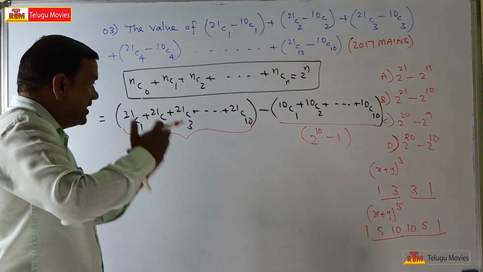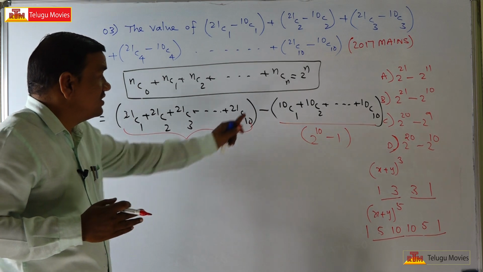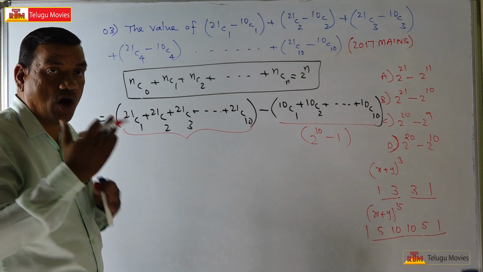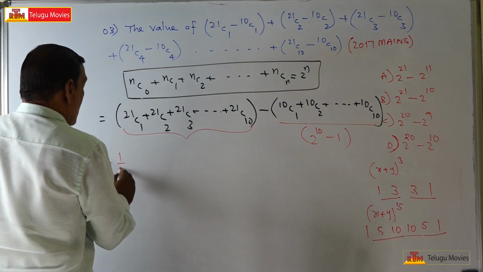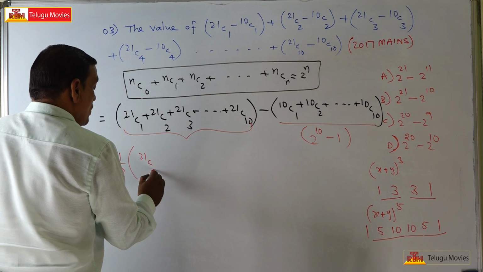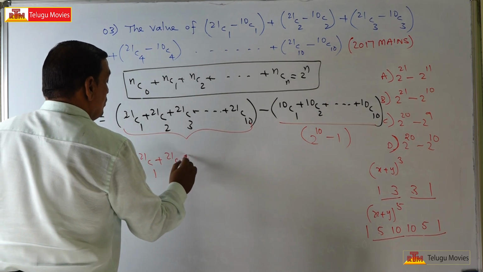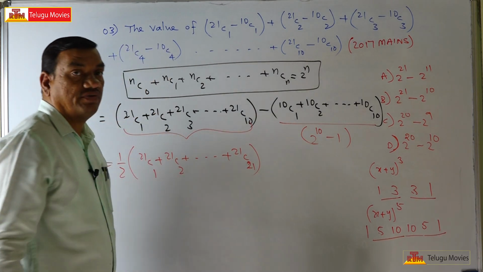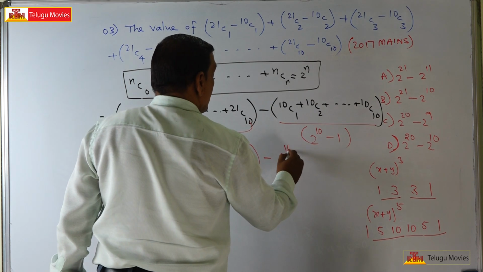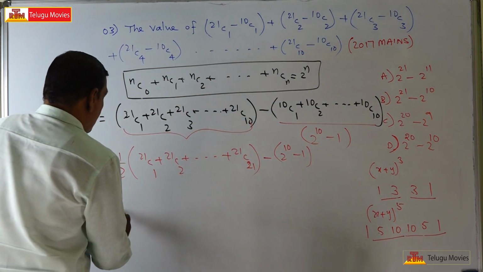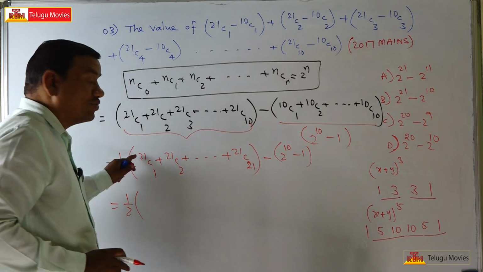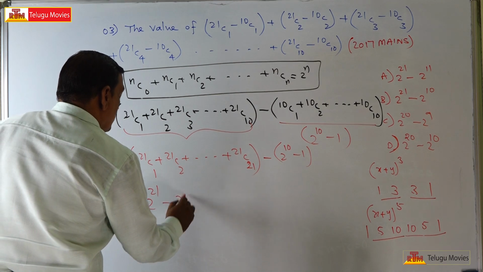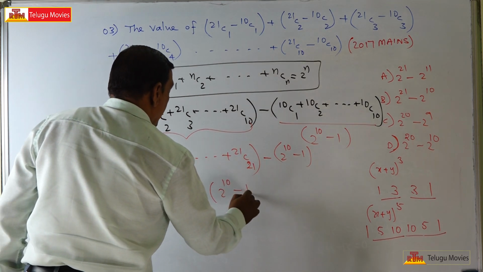21C10, from that 21C11 to 21C21, the sum will be half. So this is half of 21C1 plus 21C2 plus so on up to 21C21, minus this 2 power 10 minus 1. So this is equal to 1 by 2. Also, 21C0 is not there. That's why this is equal to 2 to the power of 21 minus 2 power 10 minus 1.